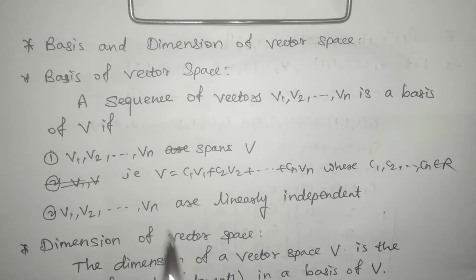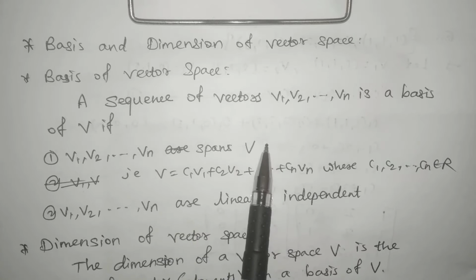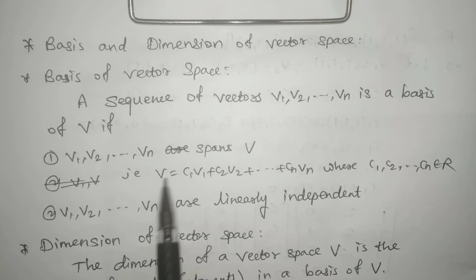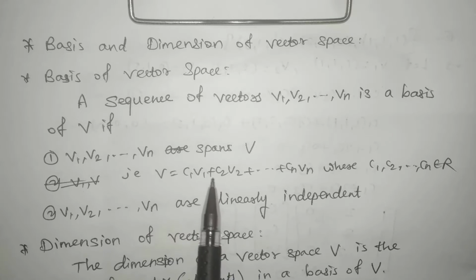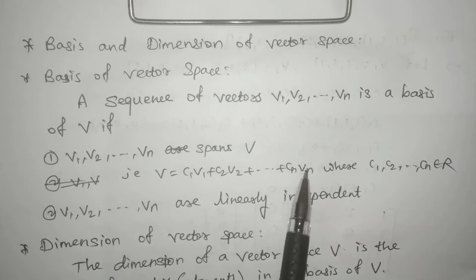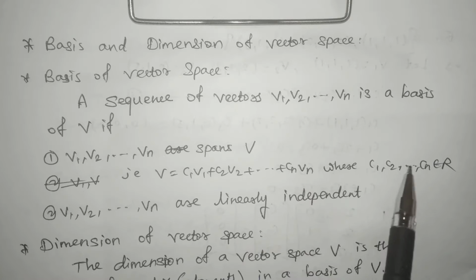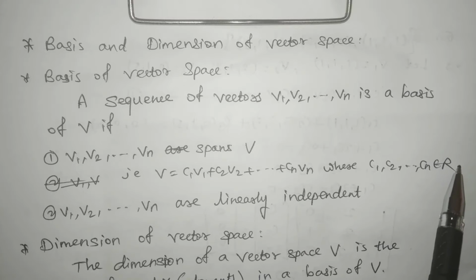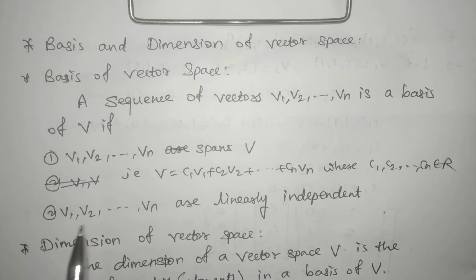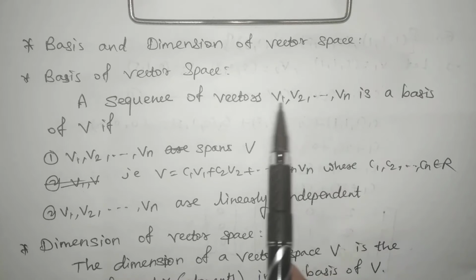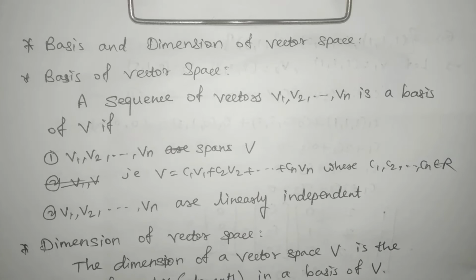the two conditions hold. First condition, these vectors v1, v2, ..., vn span capital V. That means any element from capital V can be written as a linear combination of v1, v2, v3, ..., that means v equals c1 v1 plus c2 v2 plus ... cn vn, where c1, c2, c3, ..., cn are all scalars, that means all are real numbers. And second condition, if all these vectors v1, v2, ..., vn are linearly independent, then we say that v1, v2, ..., vn are the basis of a given vector space V.